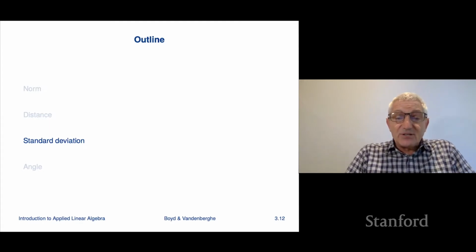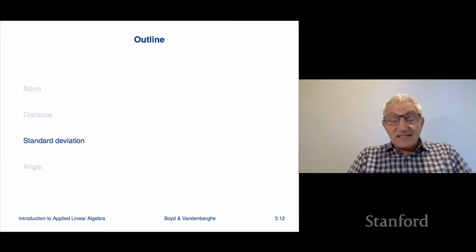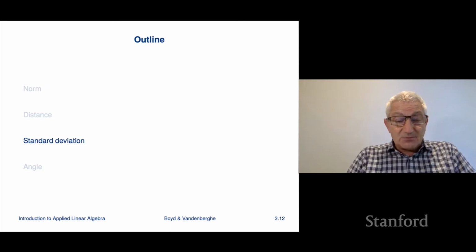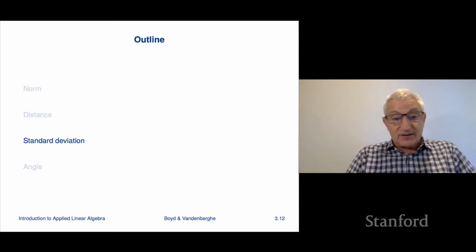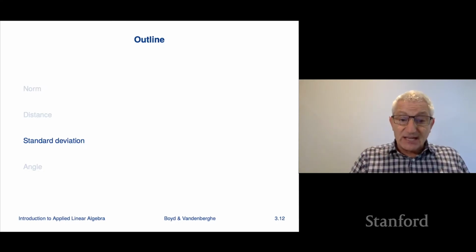We're now going to talk about standard deviation. It's a very important concept. You'll hear about it in statistics and probably other courses as well. Very closely related to the ideas we've been looking at. We'll look at it in the context of vectors and considering vectors collections of numbers.